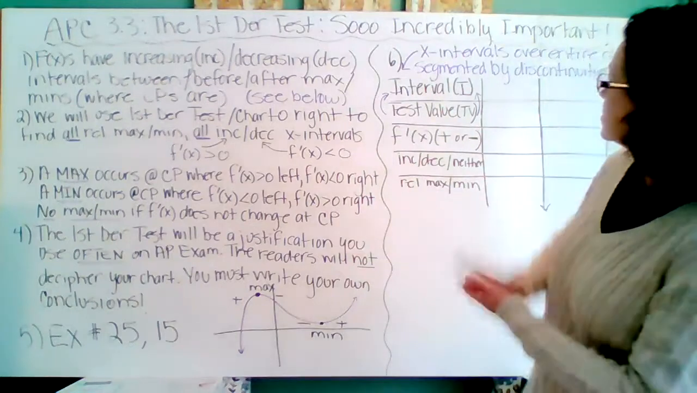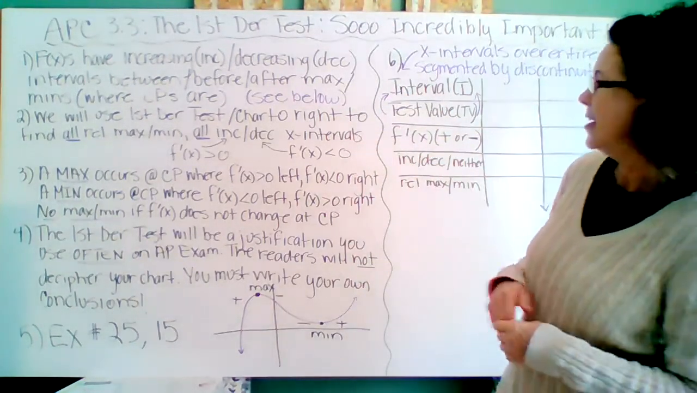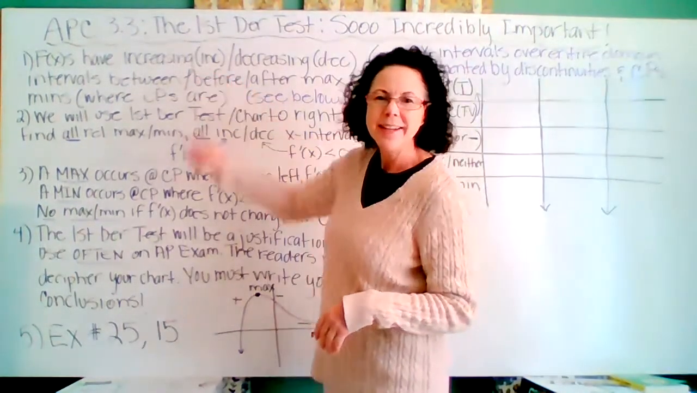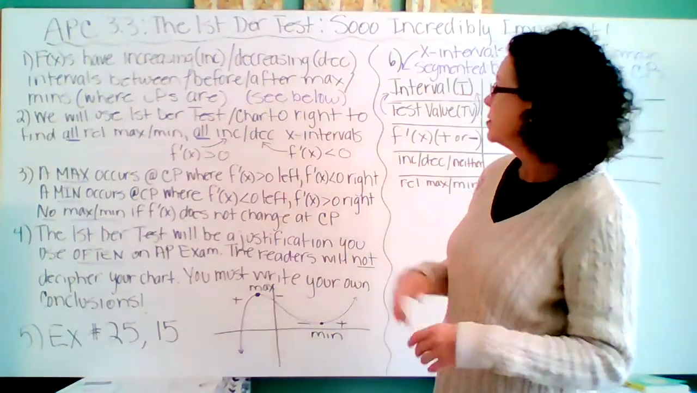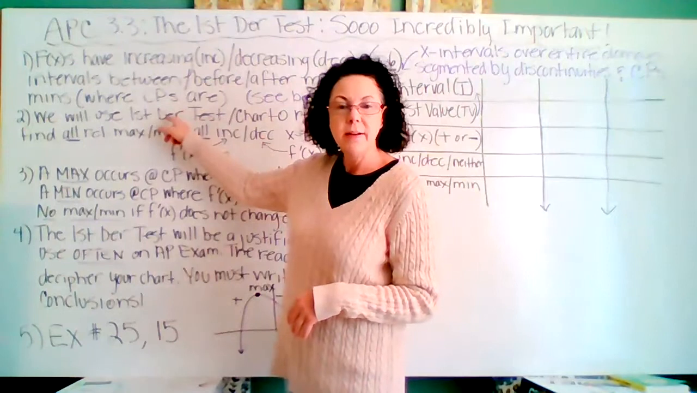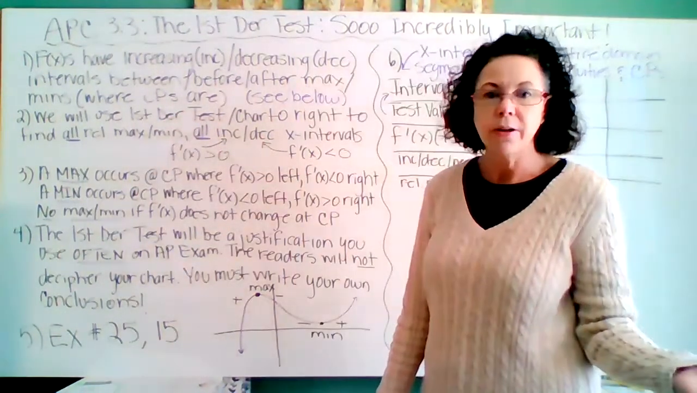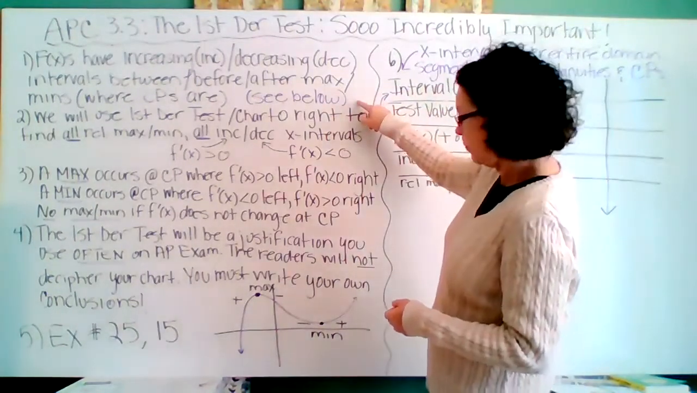Okay, so the first derivative test. So number 1, functions have increasing, we abbreviate with INC, save ourselves some time, and decreasing, DEC, intervals before and after max and mins, right? That's where critical points are. So as you can imagine, we are going to be still using critical points. And it does say C below, right?